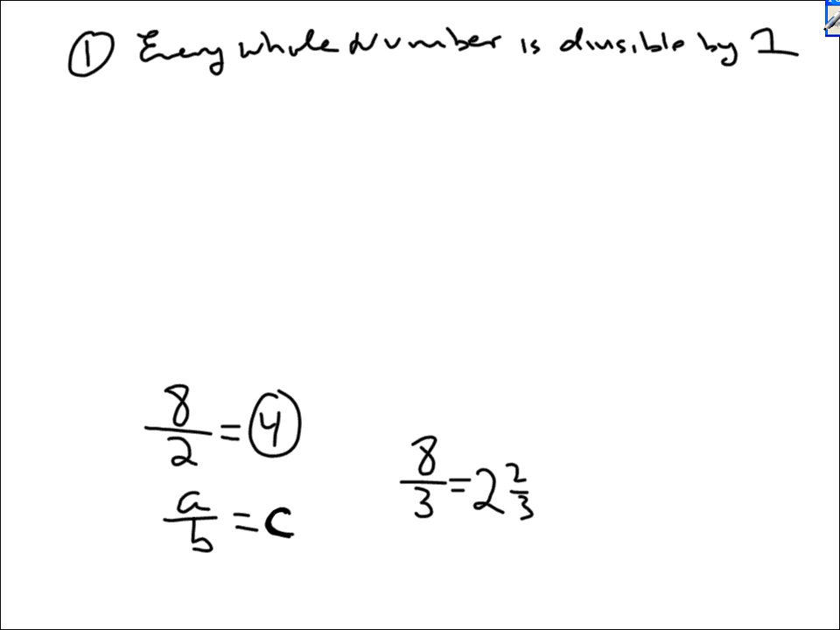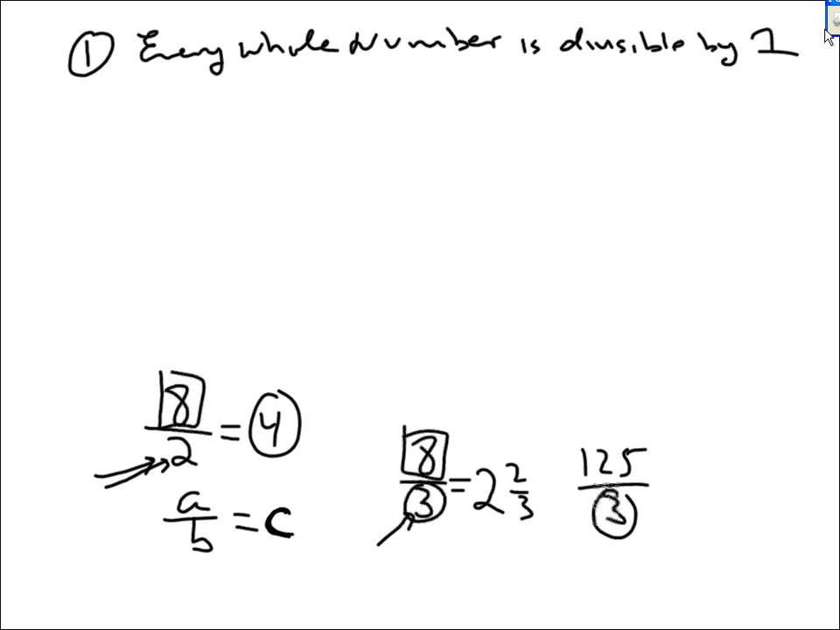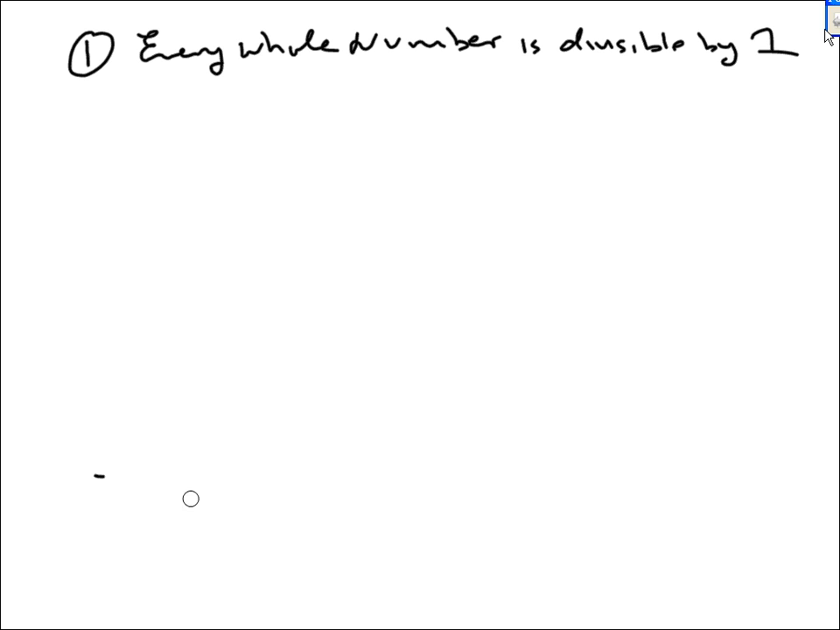And the question is, how do you know a number is divisible by 2? How can you just look at 8 and say, yep, it's divisible by 2? How can you look at 8 and say, no, it's not divisible by 3? How can you take 125 and say, no, it's not divisible by 3? What is the rule to know if a number is divisible by 3? That is, if 3 goes into a number. And that's what we're going to talk about now. How do you tell if a number is divisible by 3?